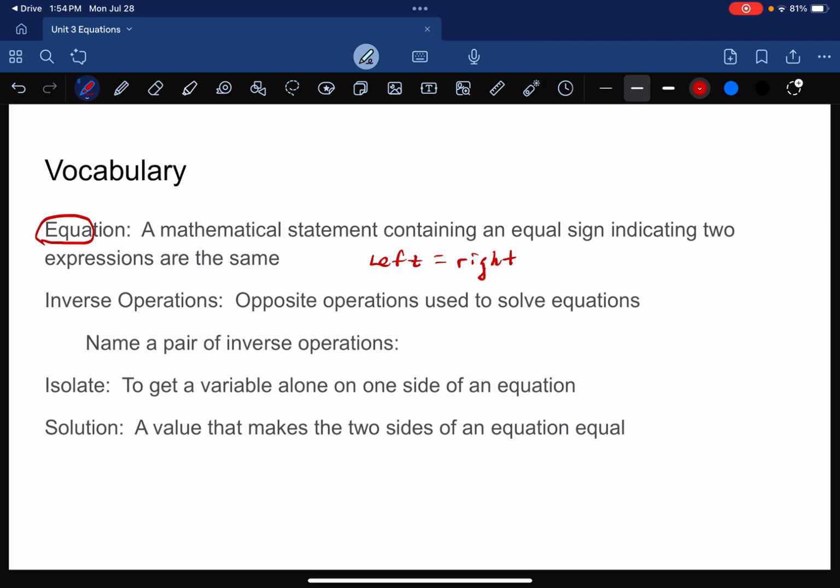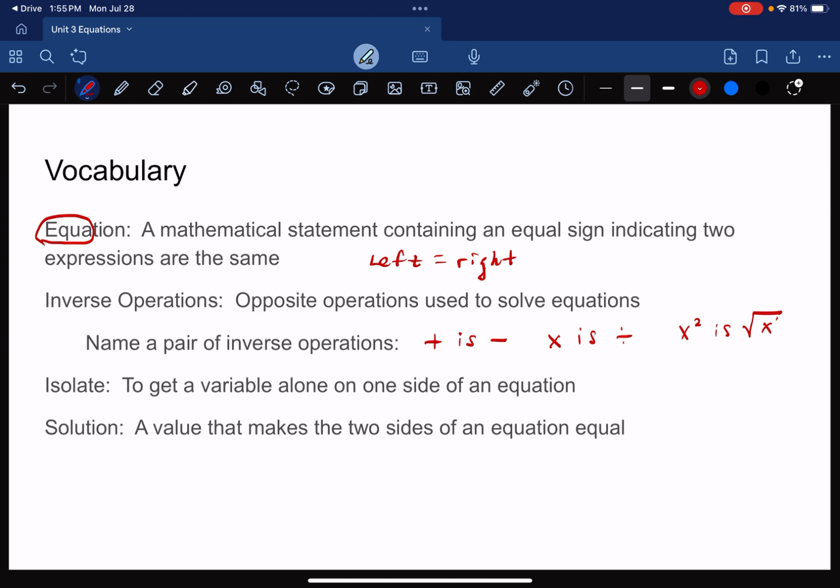An inverse operation is an opposite operation used to solve equations. So what's a pair of inverse operations? Well, the inverse of addition is subtraction. Multiplication's opposite is division. And squaring is the opposite of square rooting. So those are inverse operations.